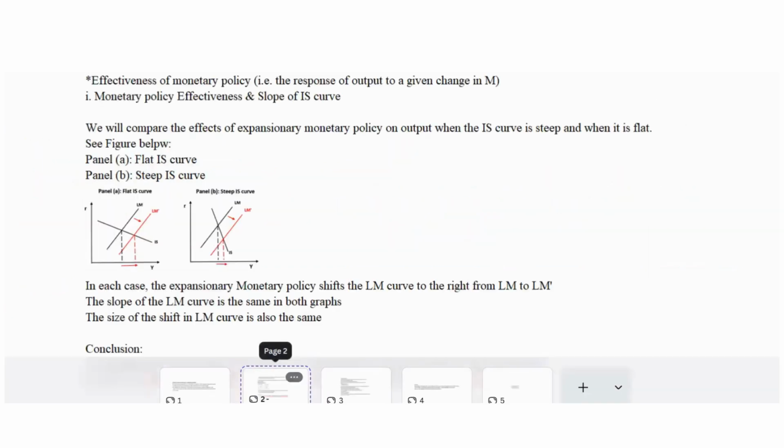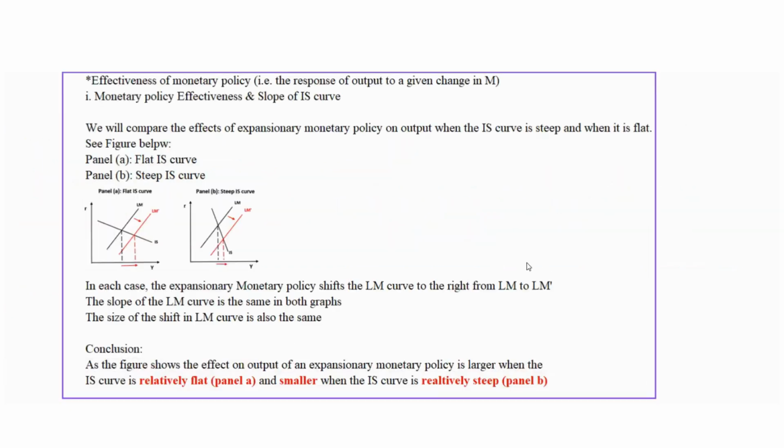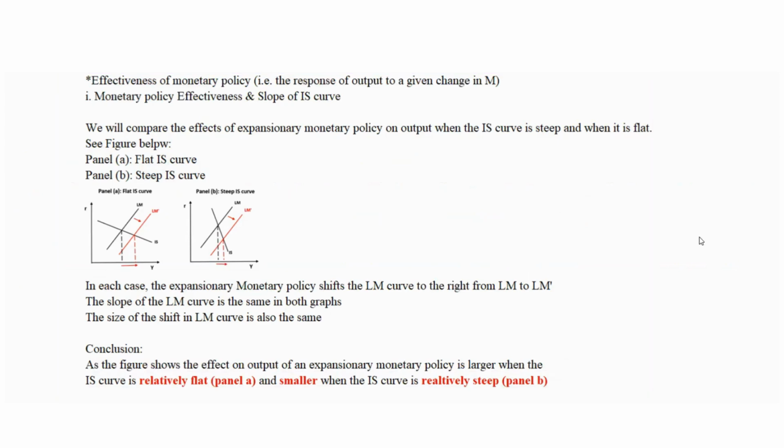So we're going to start off with effectiveness of monetary policy. We essentially want to look at the response of output to a given change in our money supply. We'll first look at monetary policy effectiveness and the slope of the IS curve. Then we'll look at monetary policy effectiveness and the slope of the LM curve. So right now we want to look at monetary policy effectiveness and slope of the IS curve.